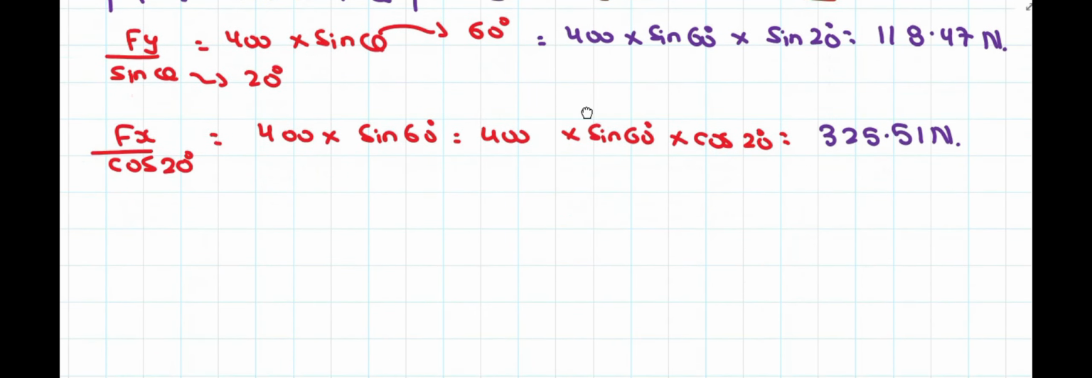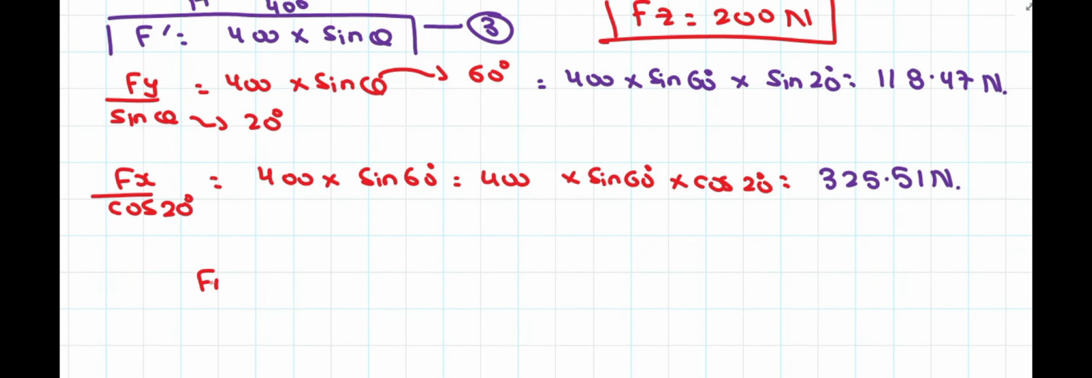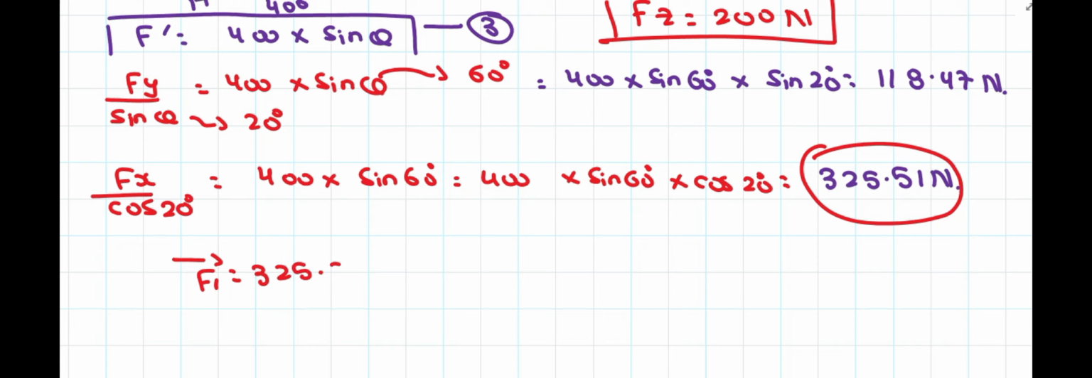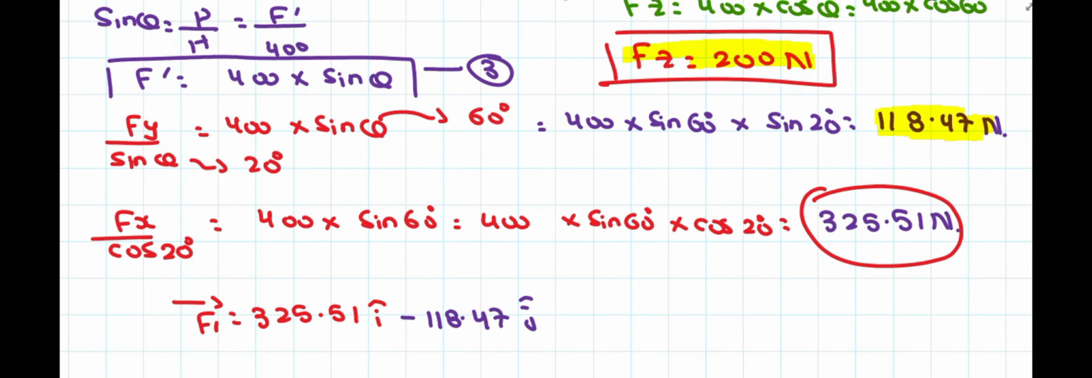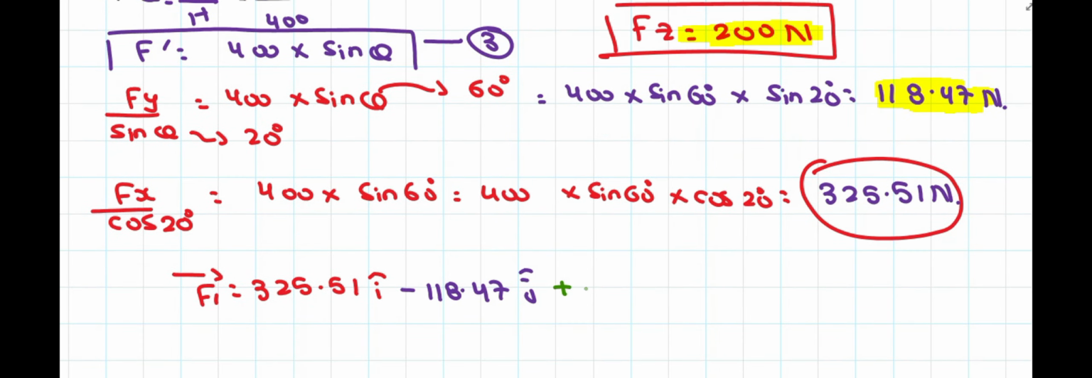Okay, so F1 could be written as F1 equals Fx plus Fy plus Fz. The value of Fx is 325.51 i-hat. Similarly, the value of Fy is 118.47, but it is acting on the left-hand side, so that's why it is negative. So it will become negative 118.47 j-hat. And plus Fz, the value of Fz is 200 Newton, so it will become positive 200 k-hat Newton. This is the Cartesian form of F1.